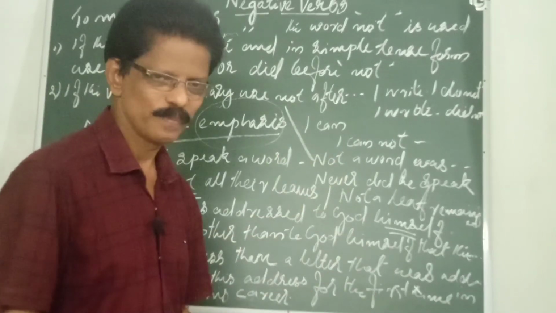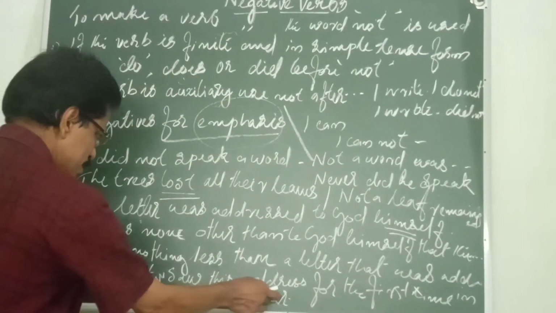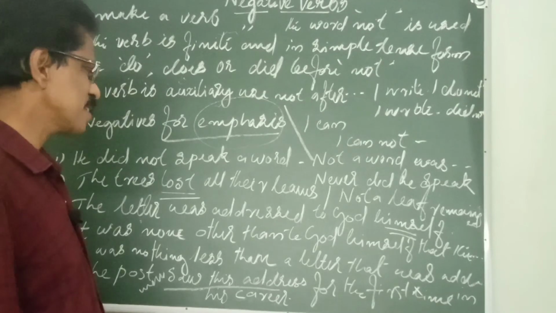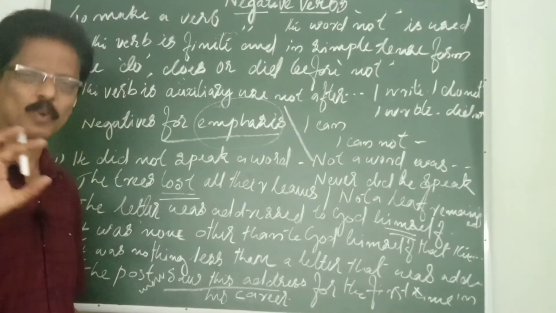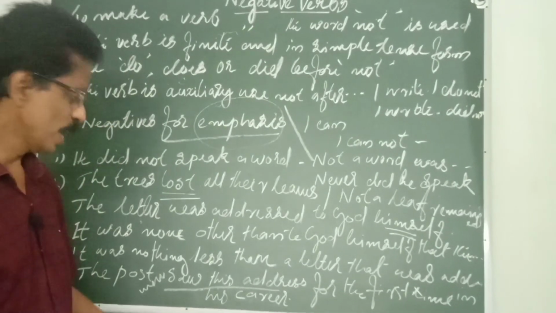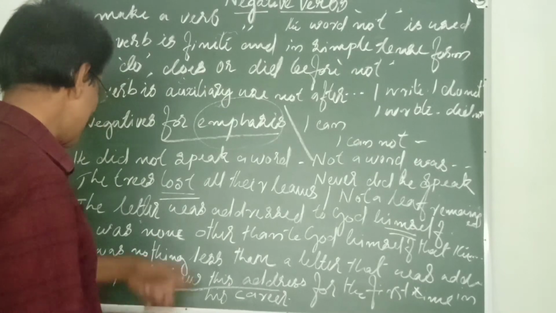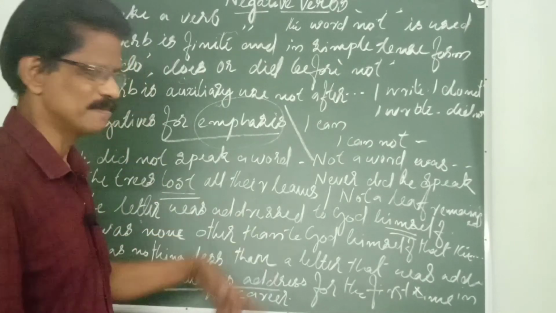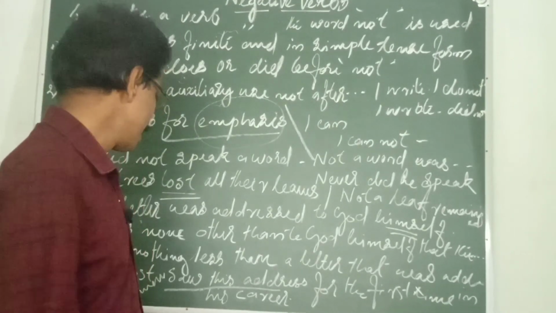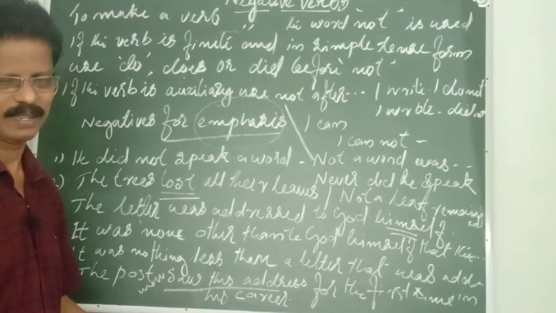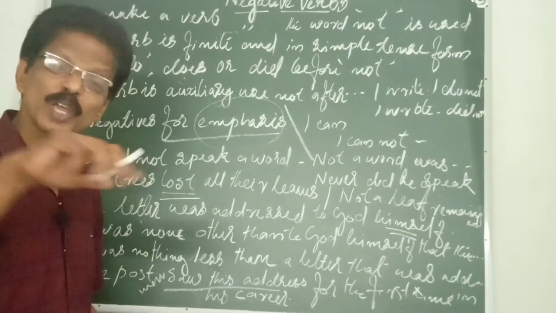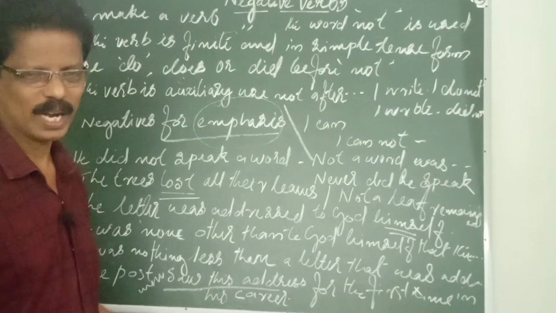Or you can say it in any way. The postman saw this address for the first time in his career as the postman. In his career as the postman, he had never seen, or he never saw. So how will you say? Never in his career did the postman see this address. You can say, never in his career did the postman see this address, or had the postman seen this address. Did plus V1 or had plus V3. So you can write in both ways.